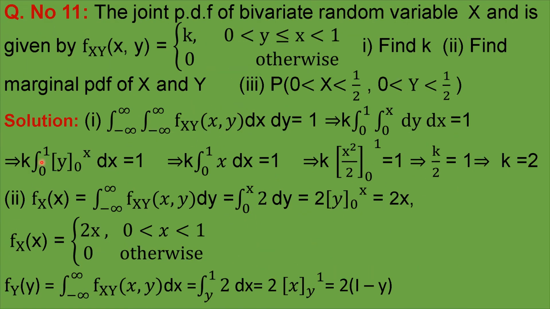Next question. The joint PDF of a bivariate random variable x and y is given by fxy of x comma y is k for the values of x where y is greater than 0, less than or equal to x, and that x is less than 1. So both x and y lie between 0 and 1.